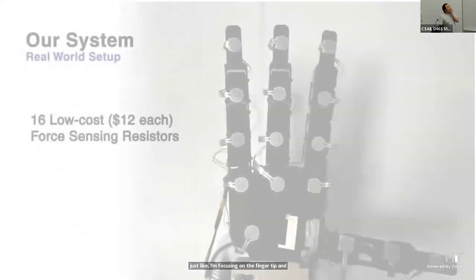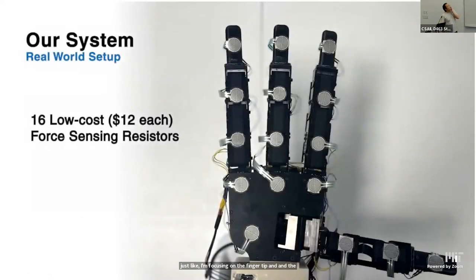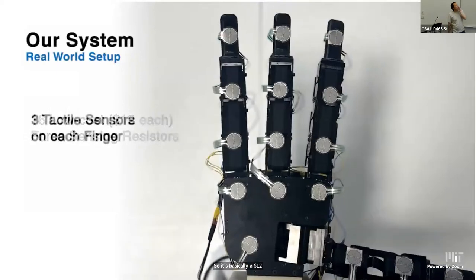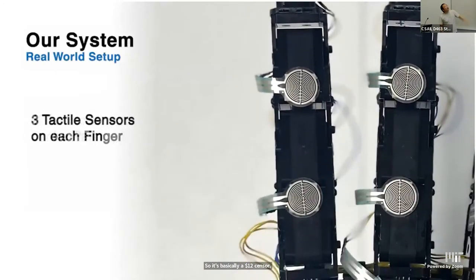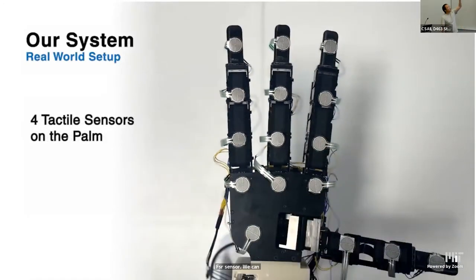And this kind of sensor is actually quite cheap. It's basically a $12 FSR sensor. You can buy it from Amazon. If you search FSR sensor on Amazon, you can just find it.